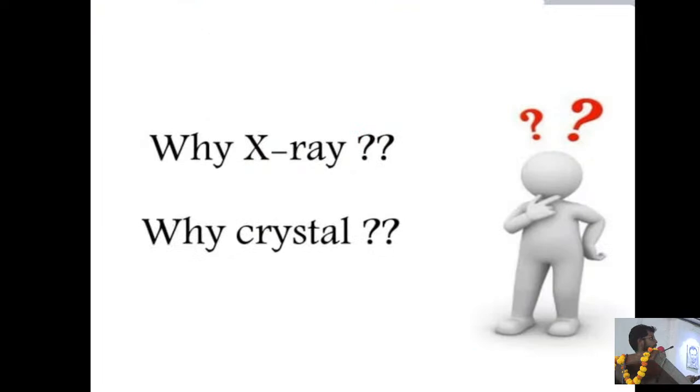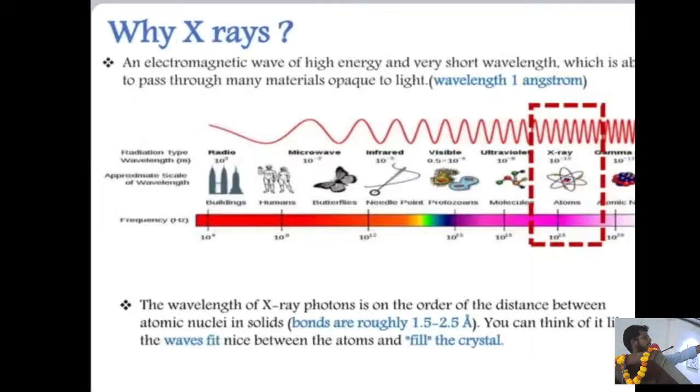X-rays are electromagnetic radiation with high energy and very short wavelength. Its unit is the angstrom. Here we see radio waves, human beings, butterflies, an arrow, and atoms.